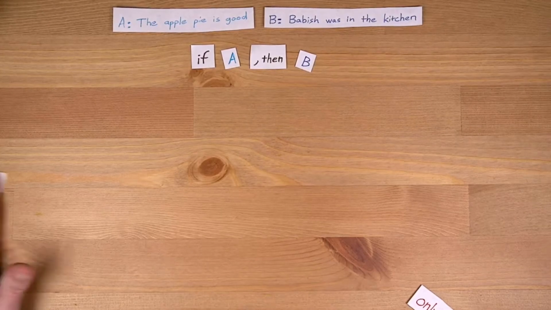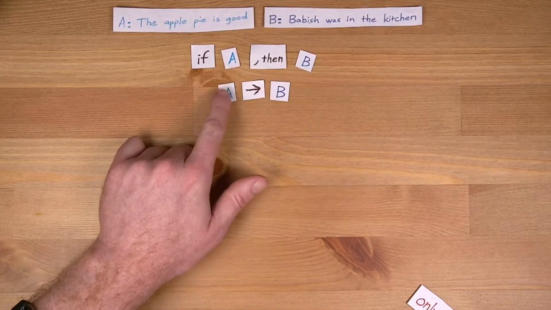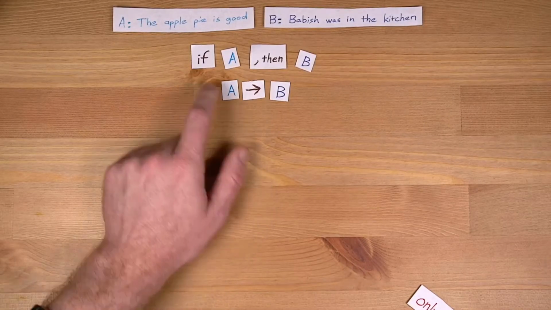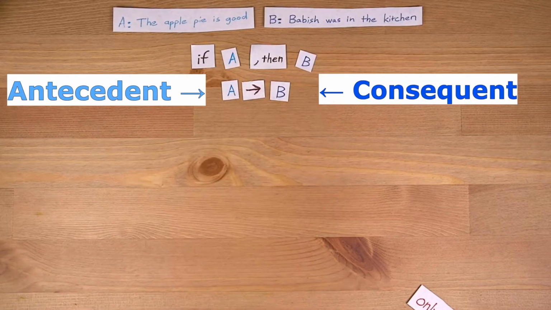And of course, we all know how to symbolize that. It's just going to be A, arrow, B. The if part goes on the left side of the arrow, and this is the antecedent. The then part goes on the right side, that's the consequent.